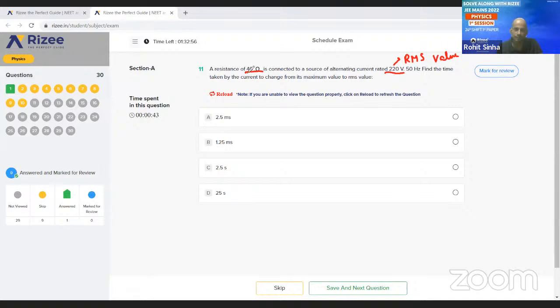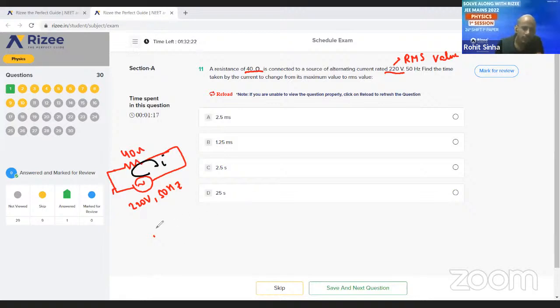First of all, draw the circuit. It is given like this also. That is 40 ohm, and it is given like this: 220 volt, 50 hertz. Now we can do like this here. What will happen? Current will go in the circuit like this.